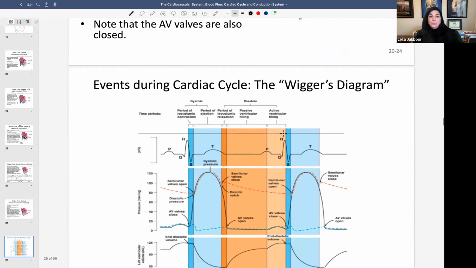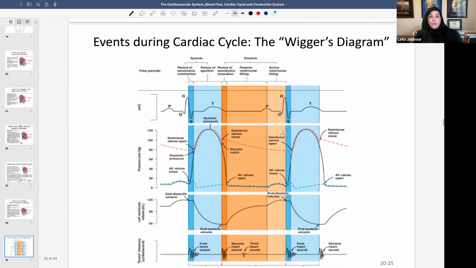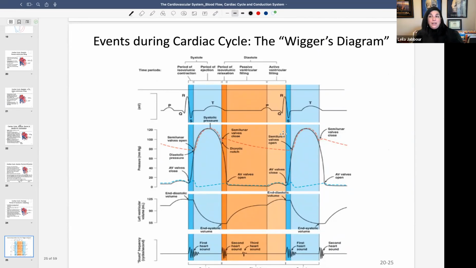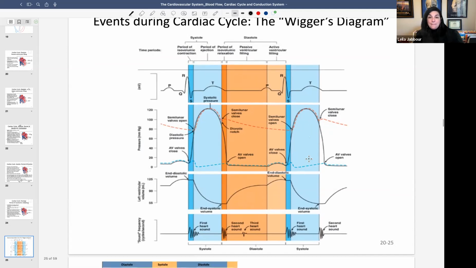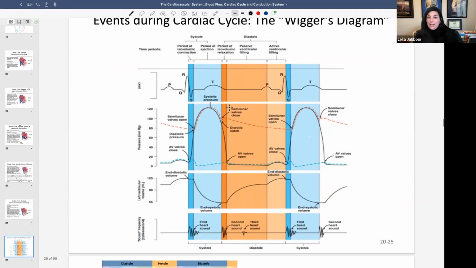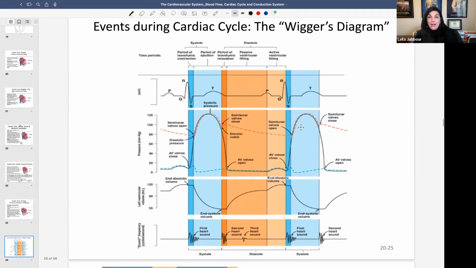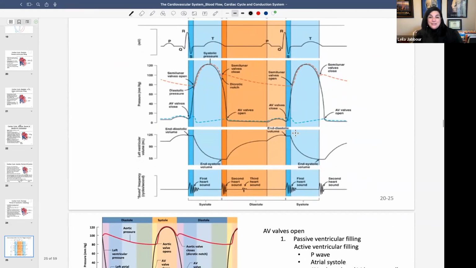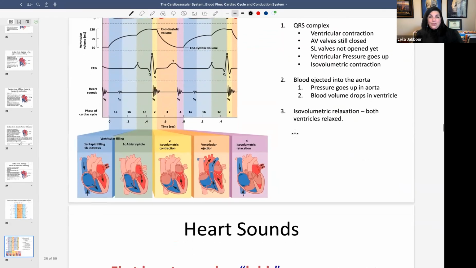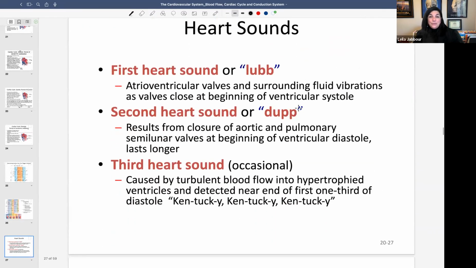So I'm going to save the discussion of the Wigger's diagram for a group discussion over a live session. And this will be kind of like a mini assignment to do before we meet live, where I'm going to ask you to understand every aspect of this Wigger's diagram. So we will talk about that on Friday. All right, so the first heart sound is your AV valves closing.